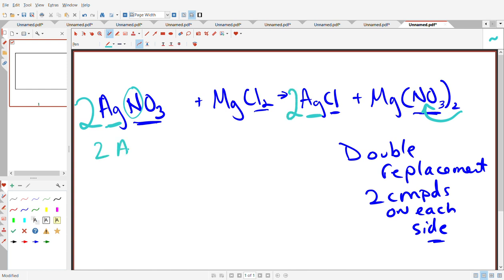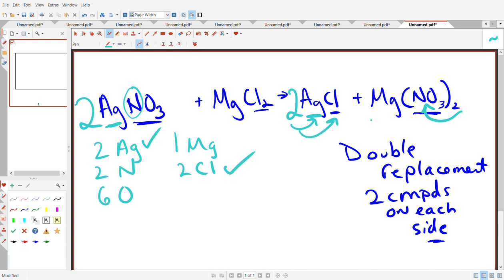I have 2 Ags, 2 Ns, and 6 oxygens because you multiply. And I have 1 Mg and 2 Cls. Now I'm going to check the other side. 2 Ags, so far so good. 2 Cl, so far so good. 1 Mg, so far so good. 2 Ns and 6 Os, and I'm totally balanced.